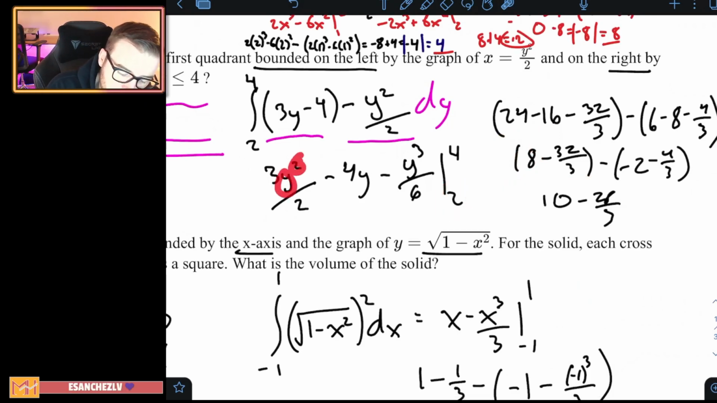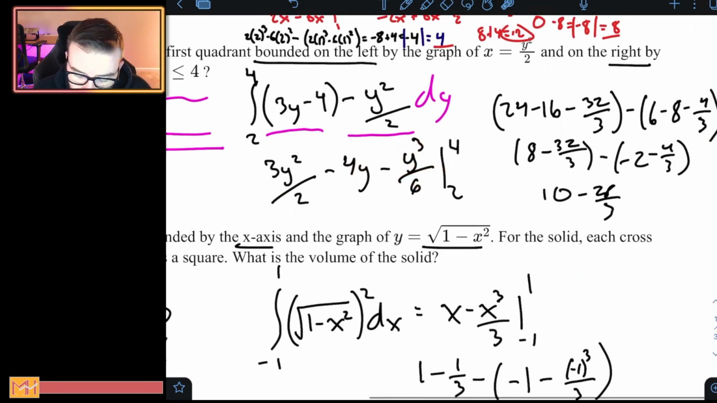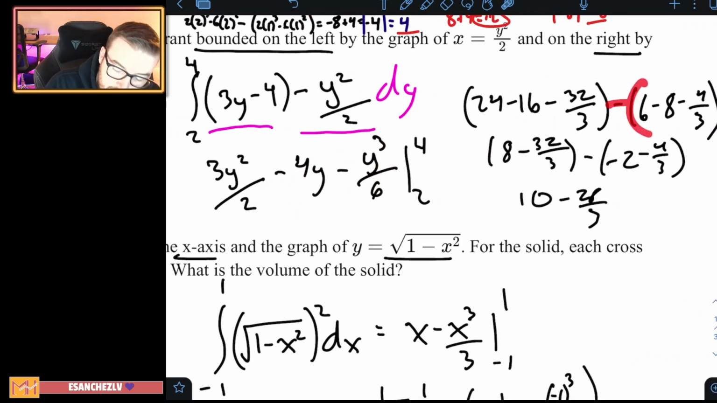So this is 2 squared, which is 4, divided by 2 is 2, and 2 times 3 is 6. Plug in the 2 here, that's simply 8. Plug in the 2 here, 2 cubed is 8 over 6, simplifies to 4 thirds. You're subtracting this quantity, right? So the 6 minus 8 is negative 2. When you subtract the negative 2, that becomes plus 2, and I can add it with the 8.